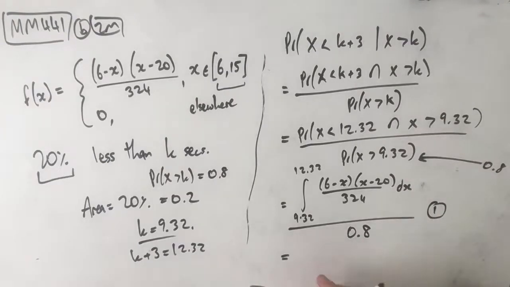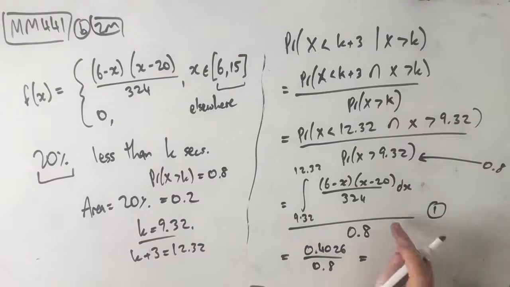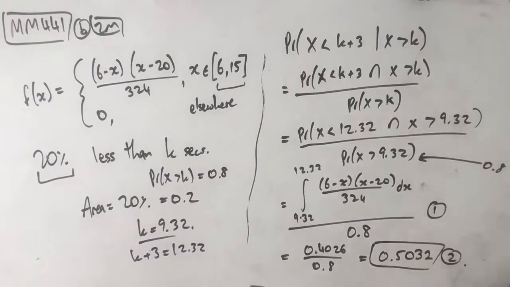Simplifying this down in our CAS, this top bit becomes 0.4026, over 0.8 there. You can show as much working there as you like. I've just done it all in the CAS for the sake of quickness. If you're not too sure about how to actually get there, just let me know and I'll shoot you an answer. Chucking this in your CAS, you get 0.5032, which is your second and final mark for this part.